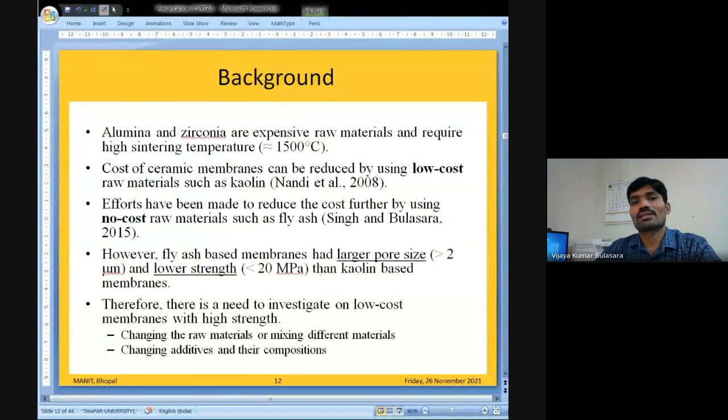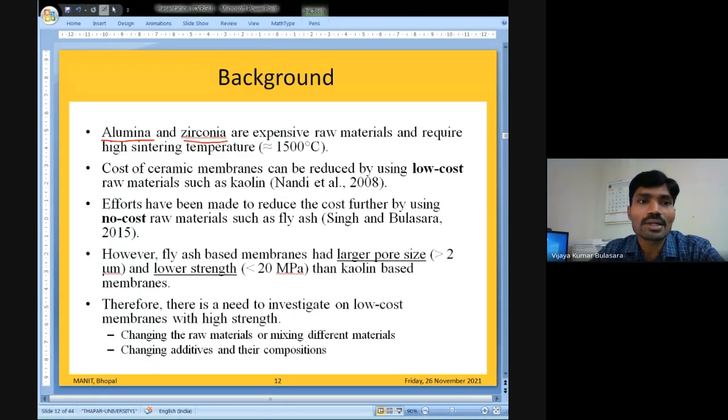So now coming to the preparation, the main drawback is the cost of ceramic membranes. To overcome the cost, there are two options: change the raw materials which are highly expensive, or reduce the sintering temperature required for making ceramic membranes. Previously ceramic membranes were prepared using alumina, zirconia, and titania, which are highly expensive raw materials. They also require high sintering temperatures, more than 1300 degrees centigrade, up to 1500 degrees centigrade.